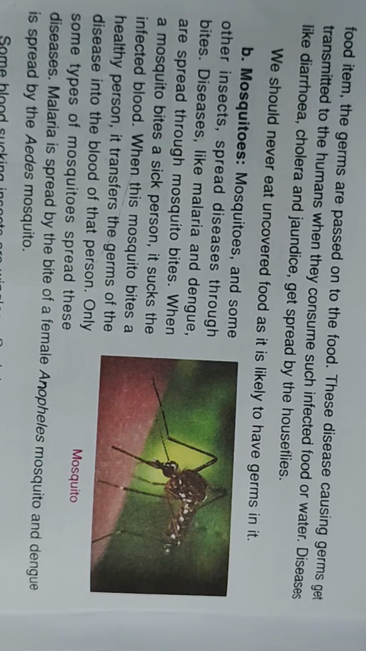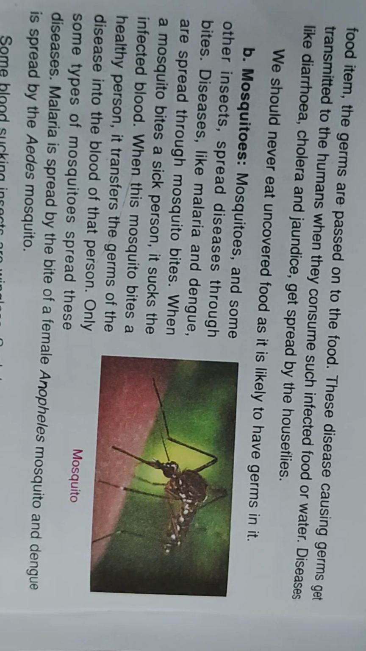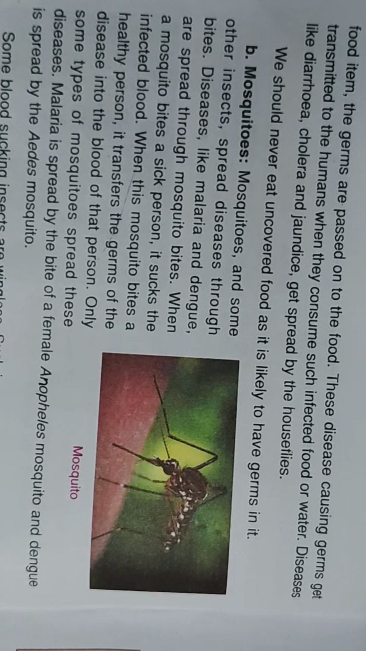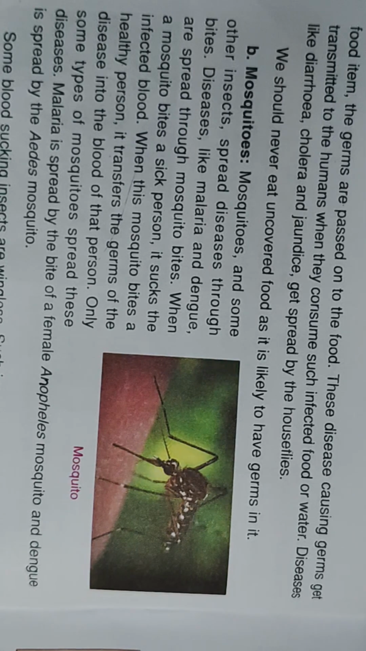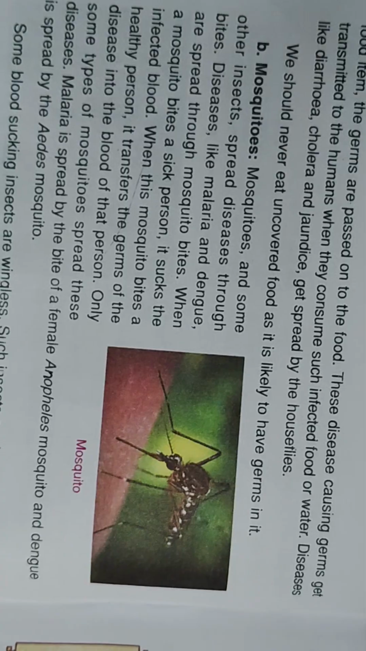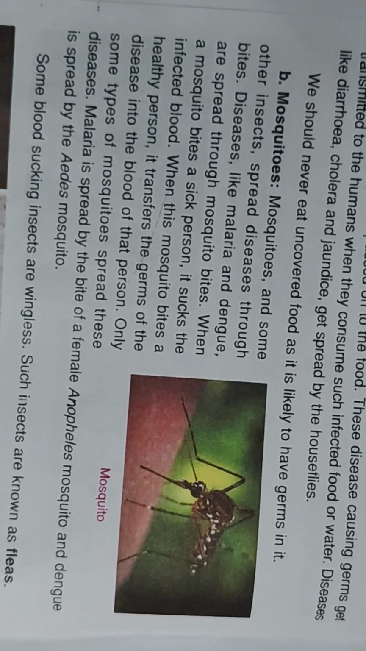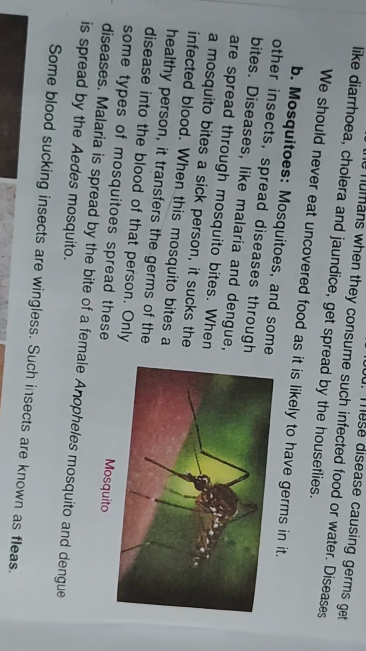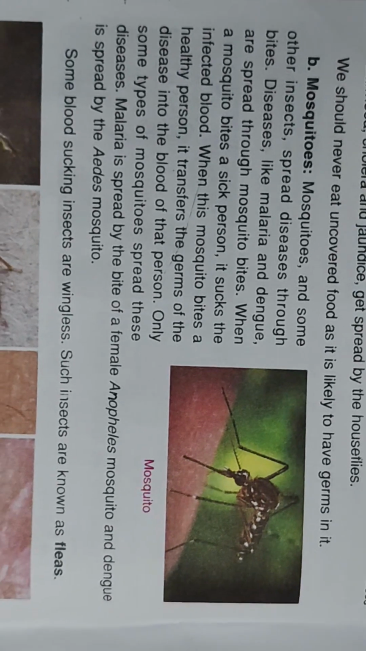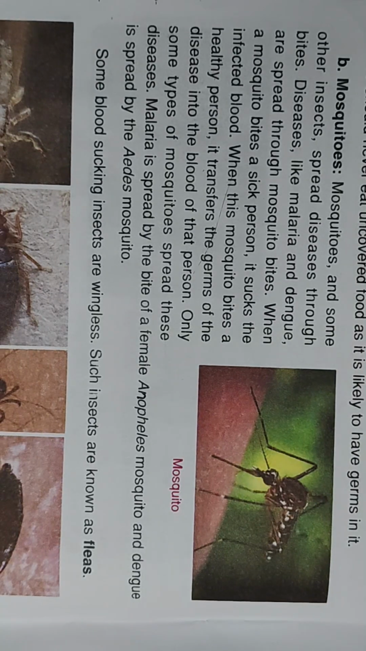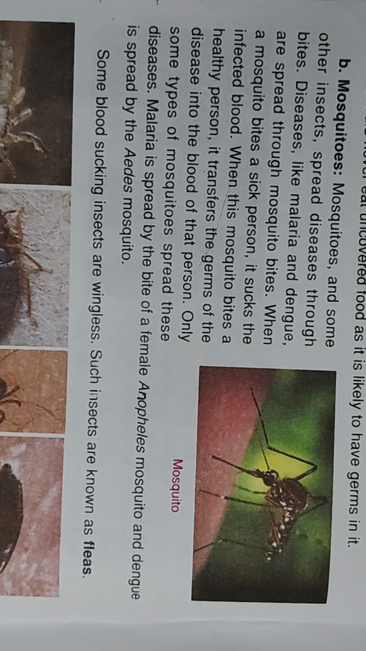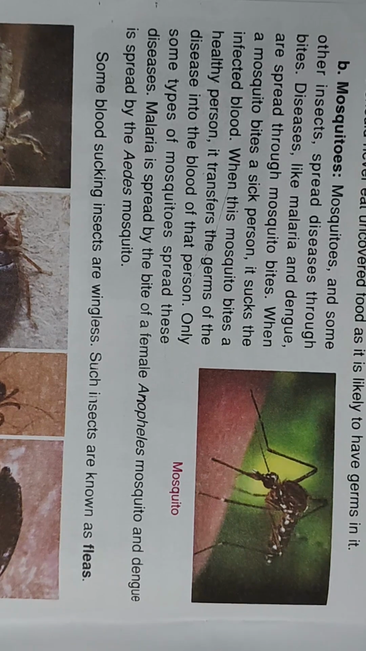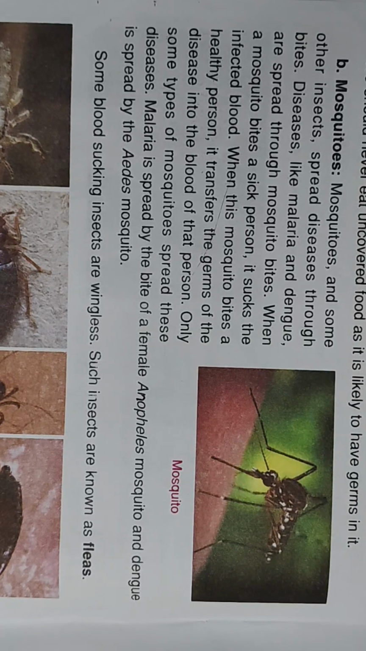Mosquitoes. Mosquitoes and some other insects spread diseases through bites. Diseases like malaria and dengue are spread through mosquito bites. When a mosquito bites a sick person, it sucks the infected blood. When this mosquito bites a healthy person, it transfers the germs of the disease into the blood of that person. Only some types of mosquitoes spread this disease. Malaria is spread by the bites of female Anopheles mosquito, and dengue is spread by the Aedes mosquito.